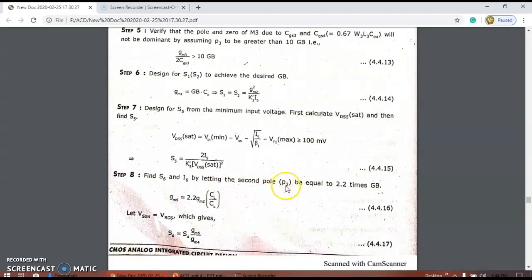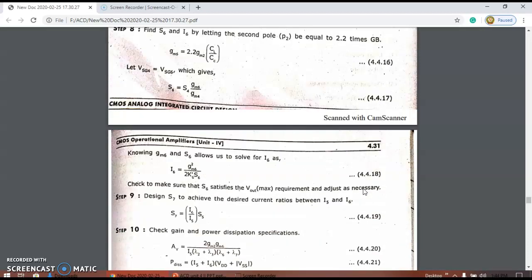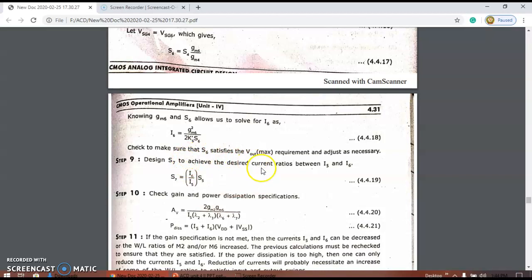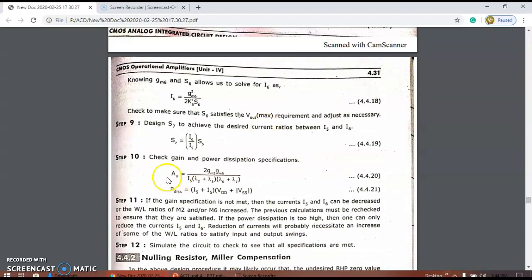Next, the second pole, that is at the output side, must be equal to 2.2 times the gain bandwidth. And the ninth one, we have to take the desired current ratio between the 5 and the 6. Next, the 10th one is we have to check the gain and power dissipation specifications.